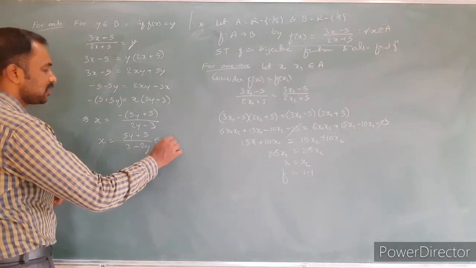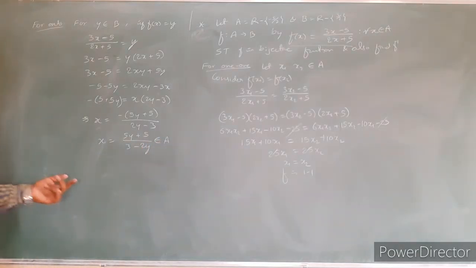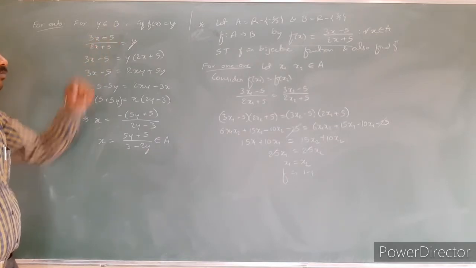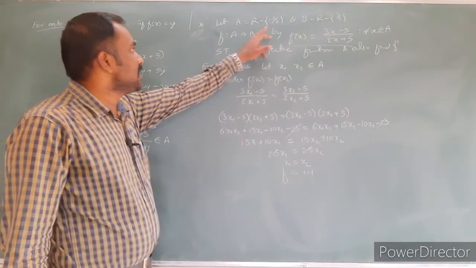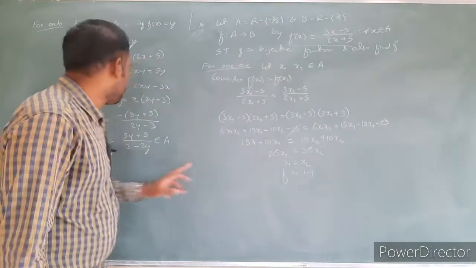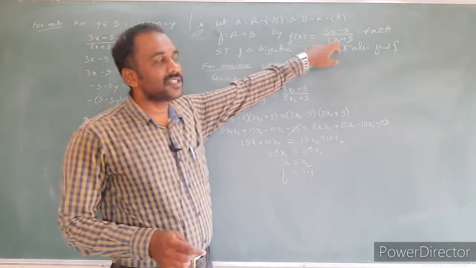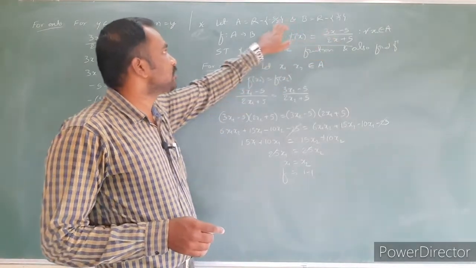Whether this is present in the domain set A or not present in the domain set A, for any element y present in the set B. What are the sets A and B? Set A is except the minus 5 by 2. What happens if I replace it with minus 5 by 2 here? It becomes not defined. That's why minus 5 by 2 is neglected.